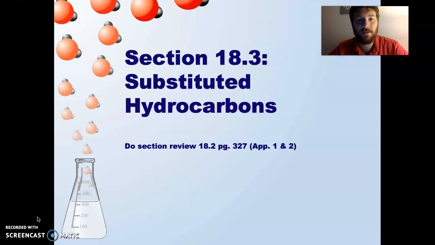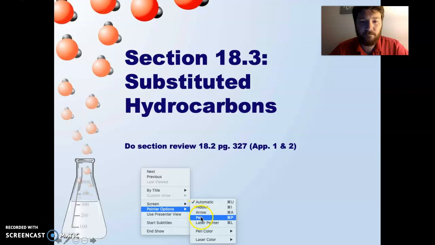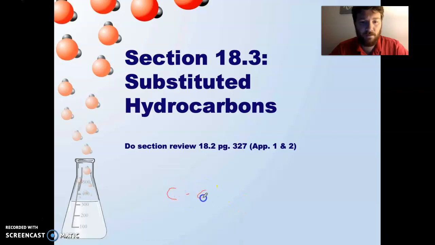We're going to be talking about section 18.3 today on substituted hydrocarbons, and it is going to be interesting. Now, remember substituted hydrocarbons. A substitute is something that comes in place of what's normally there. So typically, let's say you're dealing with a regular old hydrocarbon. This is just 2 carbons, 6 hydrogens. A substituted one would be taking this hydrogen, which would normally be here, and placing something else where it should be hydrogen. So for instance, a very basic substituted hydrocarbon is alcohol.